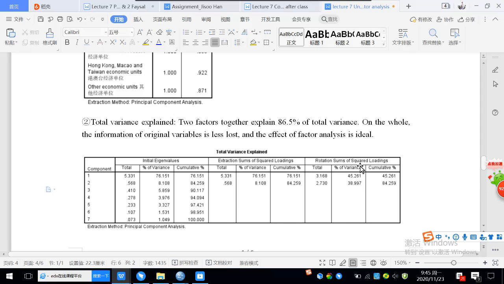the sum of squared loadings is 84.259. This means total variance explained. Two factors together explain 84.259% of total variance. Okay, on the whole, the information of original variables is less lost. Hence, the effect of factor analysis is ideal. Okay, so that means two factors is good.